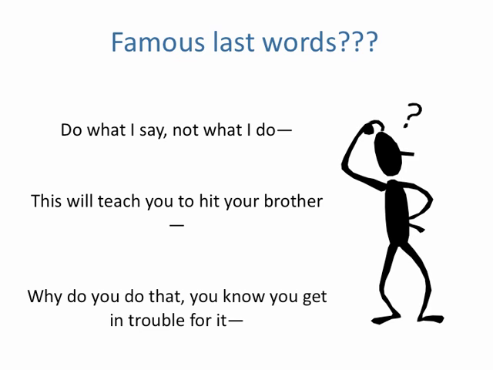So, when we think about observational learning, we can recall what my mom says to me all the time. Do what I say, not what I do. Okay? So, another big one is, this will teach you to hit your brothers, when you hit your brother, when they hit you in the back of the head, saying this is what you get for hitting your brother. Why do you do that? You know you get in trouble for it.